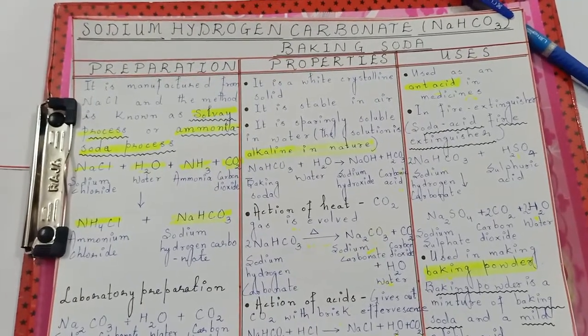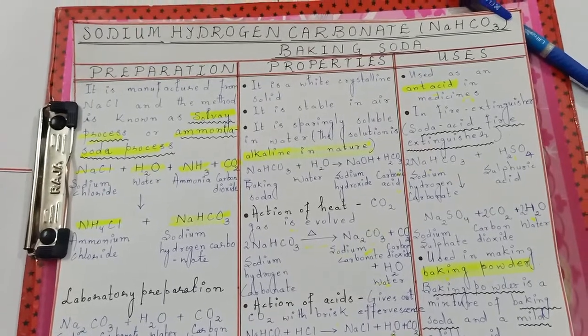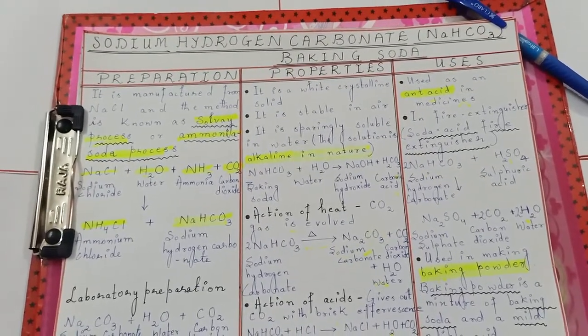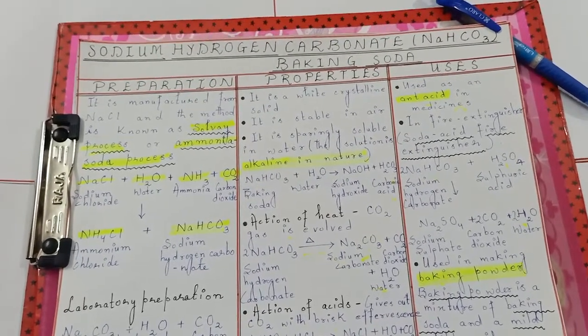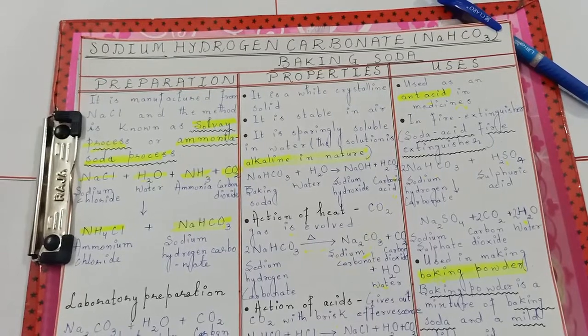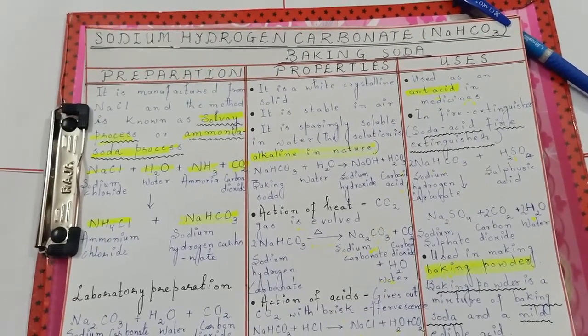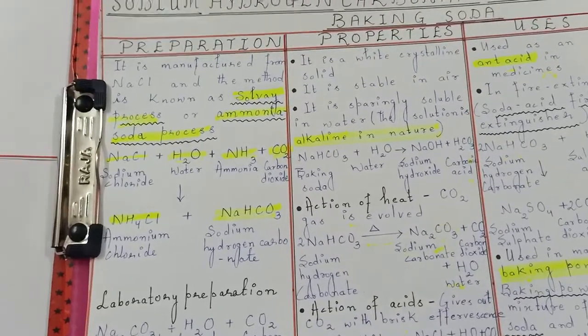So we are going to continue with the chapter acids, bases and salts. And the topic that we are going to take up in this video is sodium hydrogen carbonate. Its chemical formula is NaHCO3 and commonly it is known as baking soda. Now we are going to discuss the preparation, properties and uses of this compound. So we are going to continue with the preparation method.